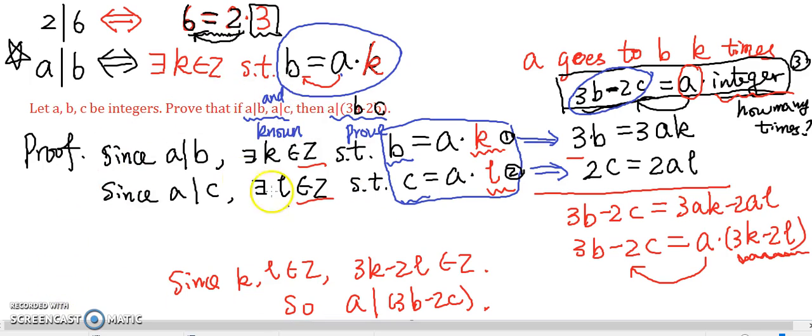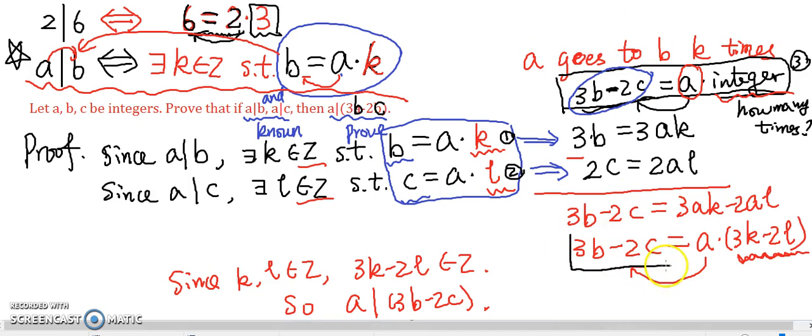So as you can see from this example, whenever we do divisibility proof problems, we repeatedly use this definition. If we know a number goes into another number, change it to its equation form. If we have the equation form, we can change it back to divisibility form. So like the last step here, we have the equation form, and the equation form can tell us the divisibility form: a goes into 3b minus 2c.